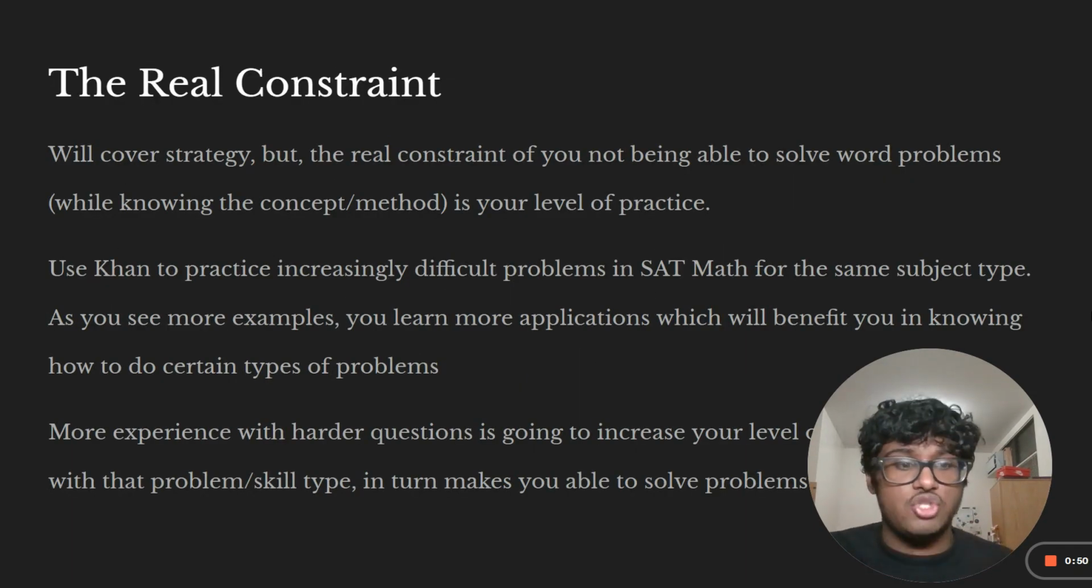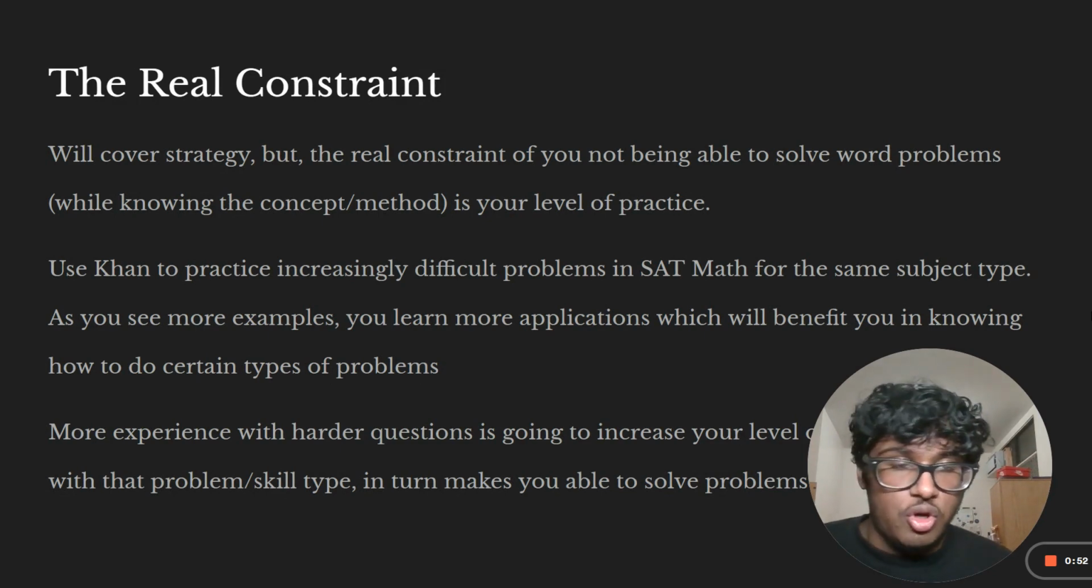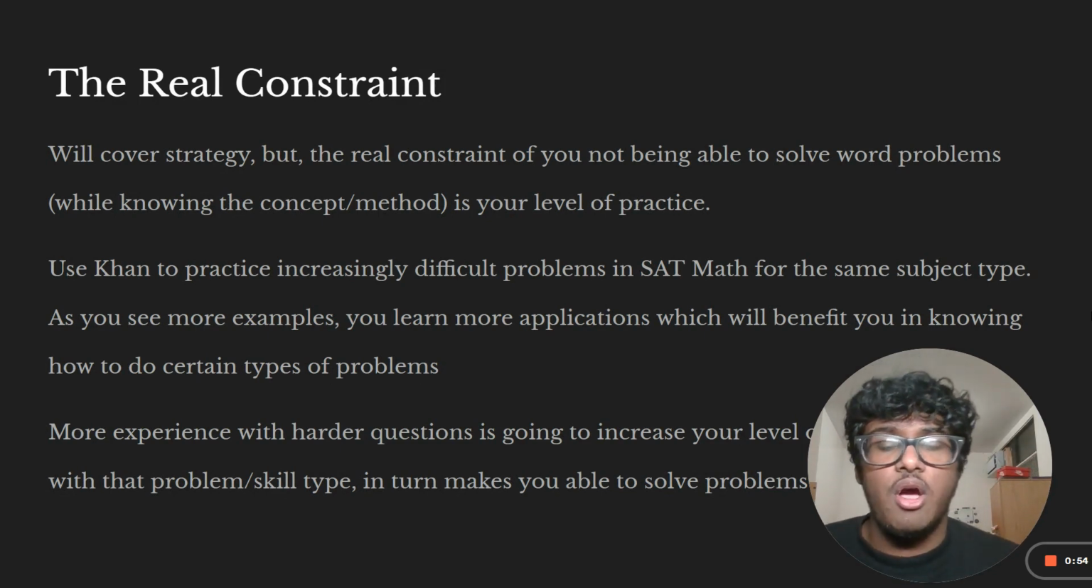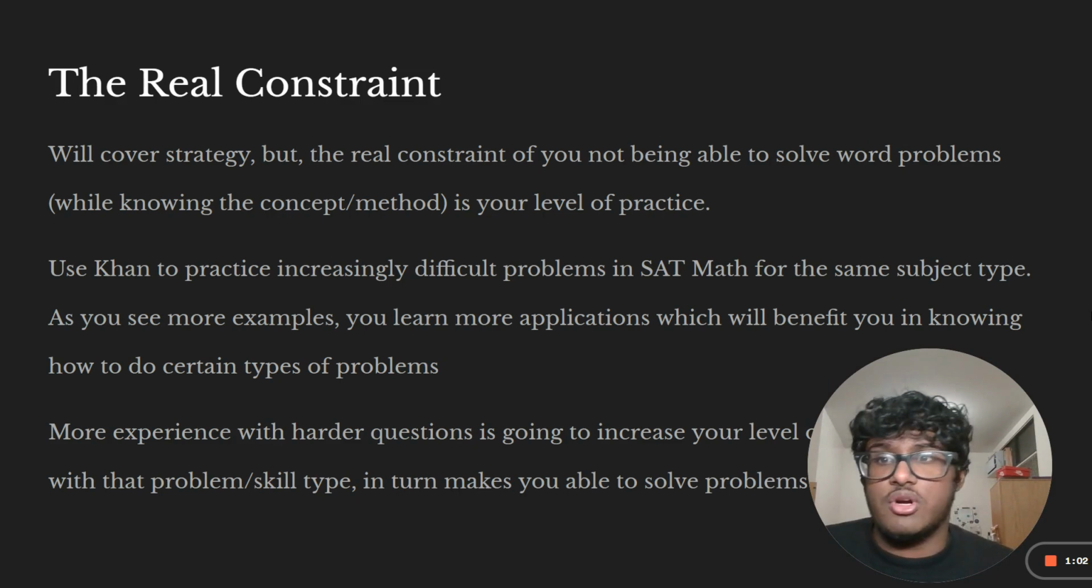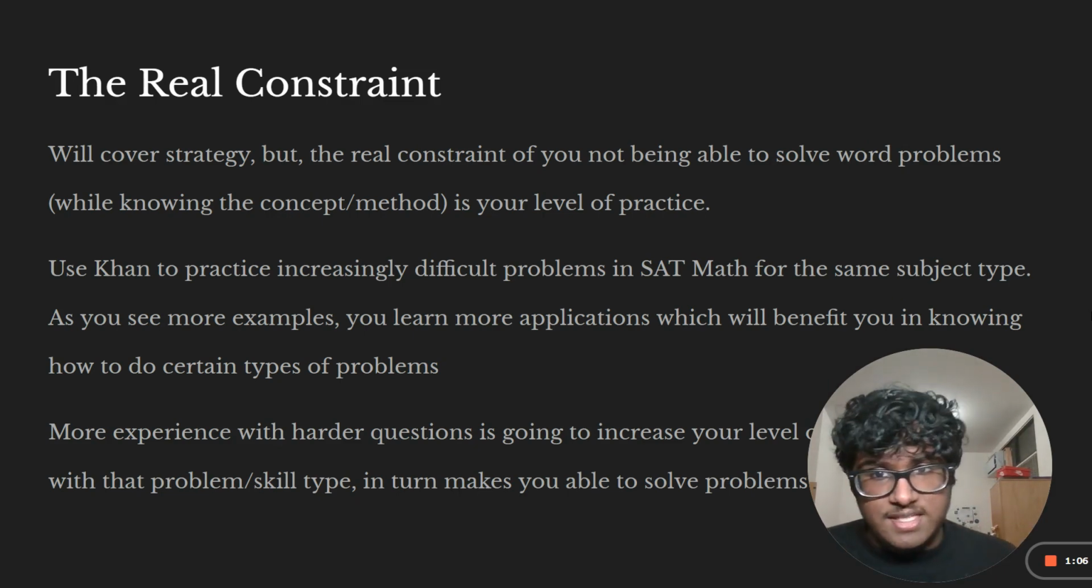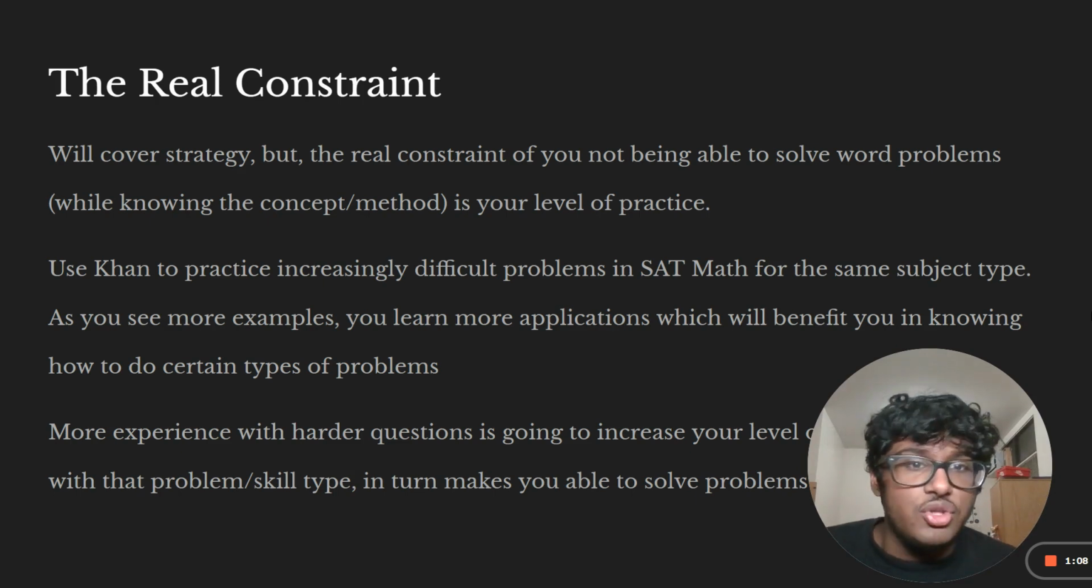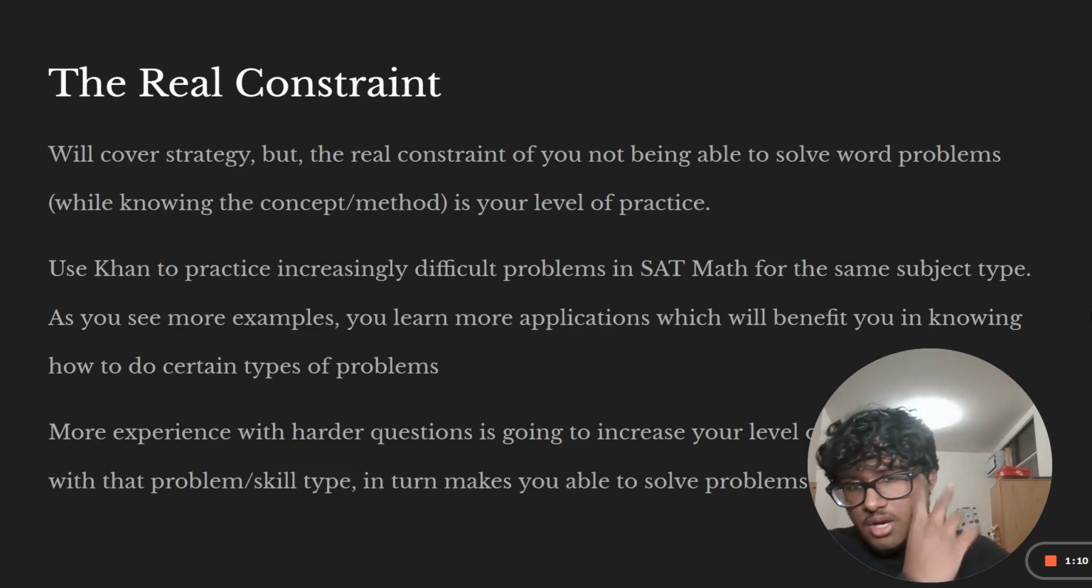The real constraint, right? If you're struggling with word problems, is it that all word problems are an issue for you, or just particular word problems, which is generally the case? It's not that every word problem is hard, it's that one or two particular word problems are hard. And the reason why that is, is the real constraint of you not being able to solve word problems, right?